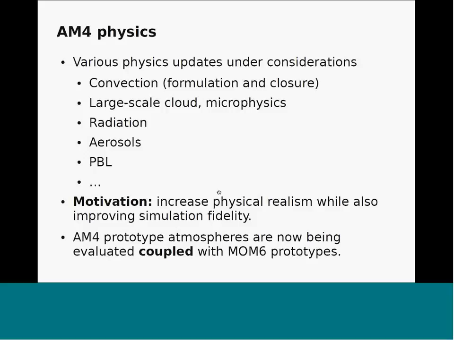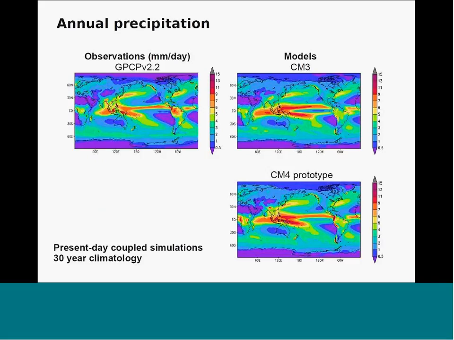So the last 2 years, we have been working mostly on the atmosphere side using fixed SST simulation, which we call AMIP. But in the last 3 or 4 months, we have been doing more coupled simulation, coupling the prototype AM4 atmosphere with the prototype MOM6 configuration. And the results I'll show you today are from one of those prototype coupled CM4.